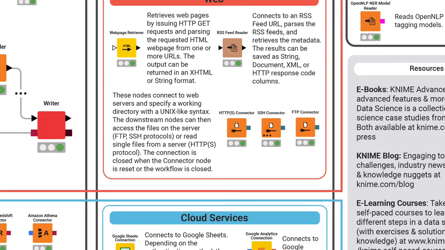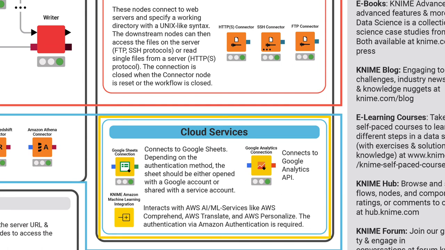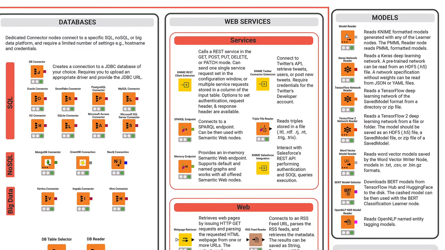Cloud providers such as Amazon, Microsoft, and Google do not only provide cloud storage systems, they also have their own services and solutions for data analysis and data science. KNIME offers integrations with these services such as Google Sheets, Google Analytics, and Amazon's AI and ML services like Comprehend, Translate, and Personalize. Additionally, there are reader nodes for various model types such as KNIME-generated models, PMML-formatted models, and Keras and TensorFlow networks.